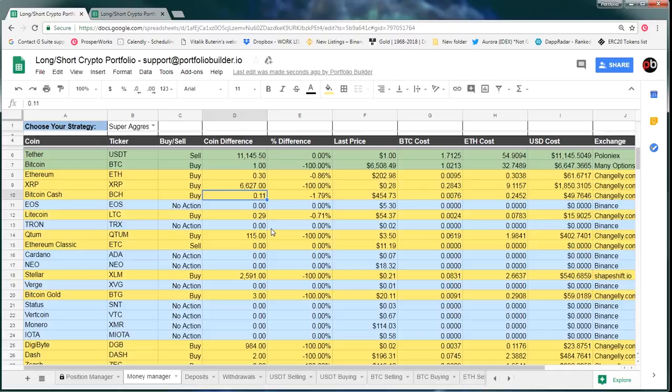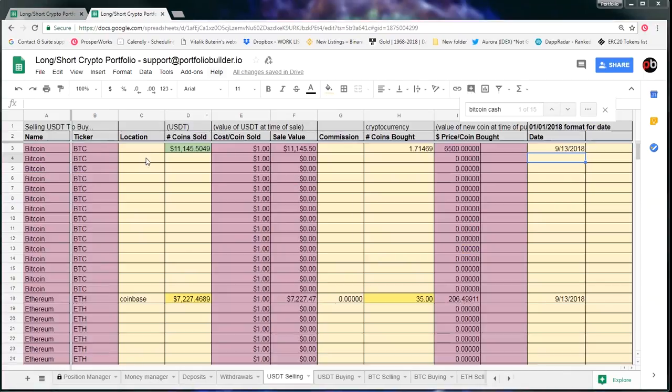Okay, so we now have 11,145 Tether coins left, and we're not going to be able to buy any other coins with those Tether coins except for Bitcoin. So I'm now going to sell all of that for Bitcoin. And so you can see I've placed the number of coins sold. Now it does have a dollar amount there, but you can ignore that. That's really just the coins sold. I was able to purchase 1.71469 Bitcoin for free using a limit order at Coinbase.